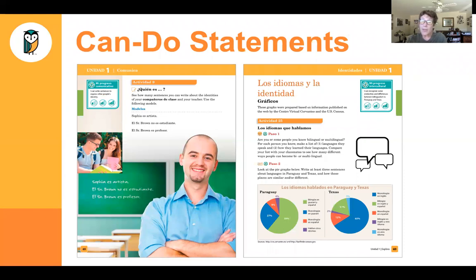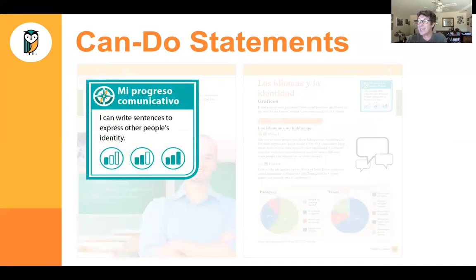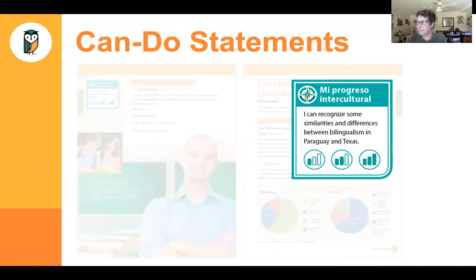In our series, we have both linguistic or communicative can-do statements, and we have intercultural can-do statements. Students rate themselves by indicating their progress on the bars. 1 bar means this is a goal. 2 bars means I can do this with support. And 3 bars means I can do this independently.